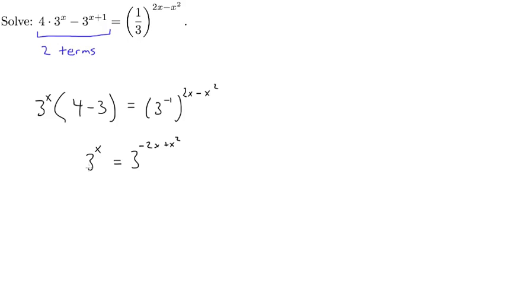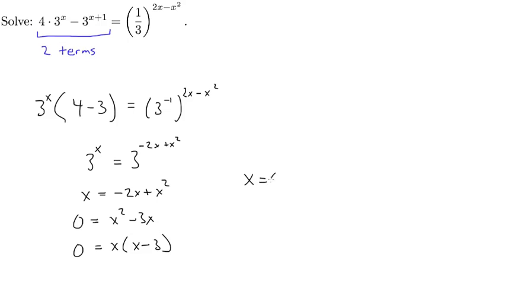So we've got exponential function base 3 equals exponential function base 3. Drop the bases, set the exponents equal to each other. Okay, so if I move everything over to the right-hand side, I have 0 equals x squared minus 3x. If I factor out an x, I have x times x minus 3 equals 0. So the only way that that can work is if x itself is 0 or if x equals 3. So my two solutions are going to be x equals 0 and x equals 3.